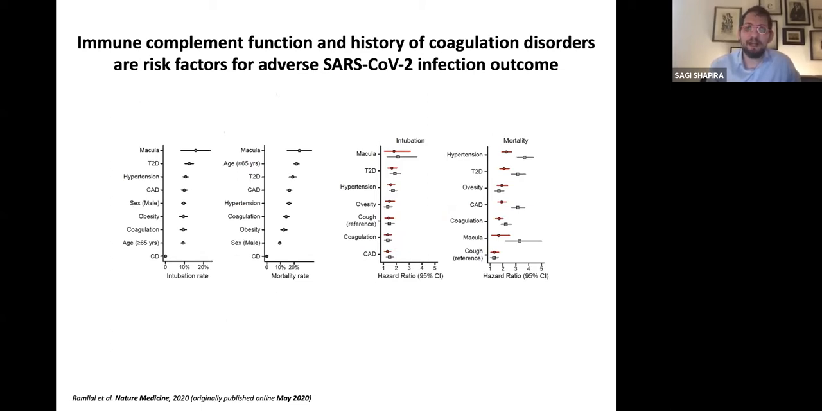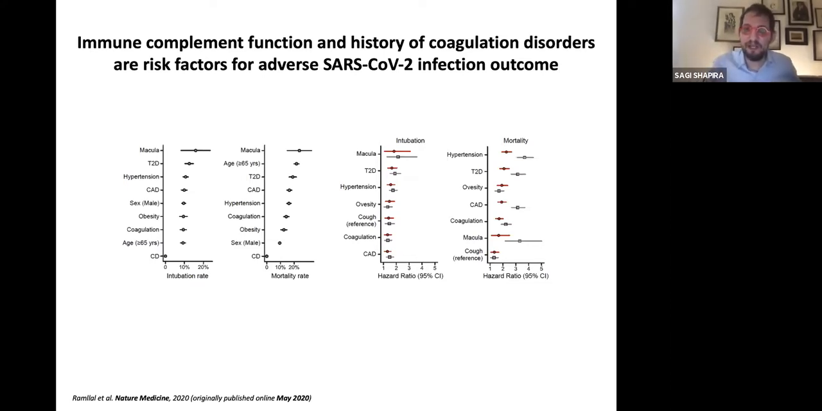We can actually measure what is the risk associated with having a history of macular degeneration or one of the other risk factors. And you can see that even when we correct for age and sex, that's in red, versus gray, which is uncorrected, we still see a very significant contribution to both morbidity and mortality associated with SARS-CoV-2 infection.